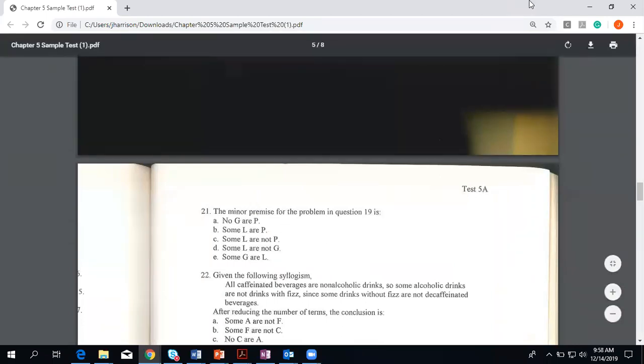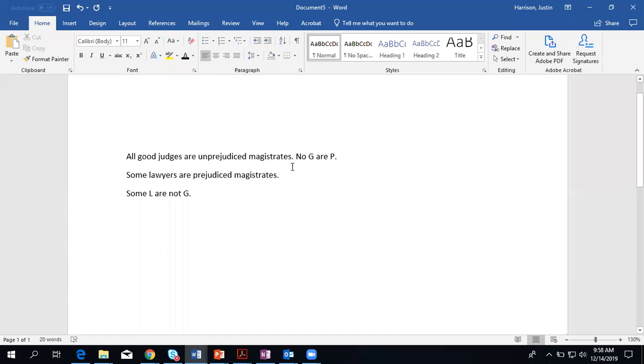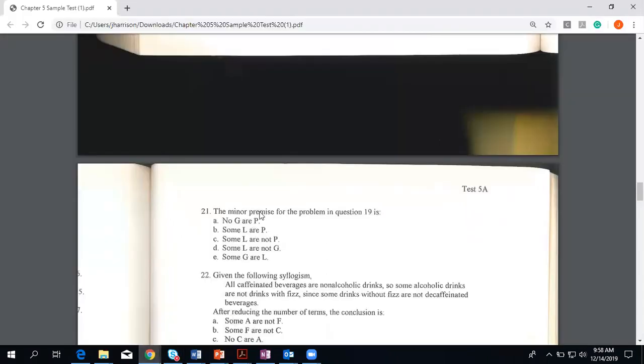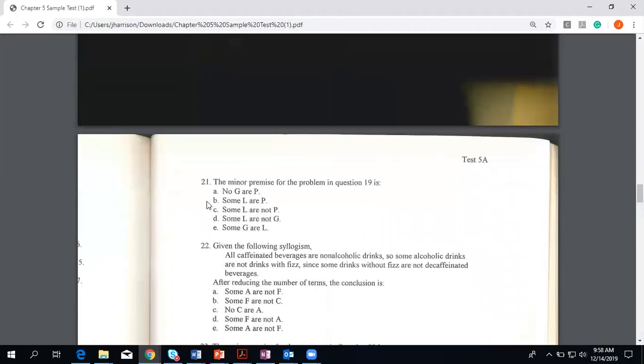And then the minor premise, some lawyers are prejudiced, some LRP. So we have G, major term, L, minor term, in the minor premise, and our middle term P. So some LRP. Let's see if that's an option. Some LRP would be the minor premise.